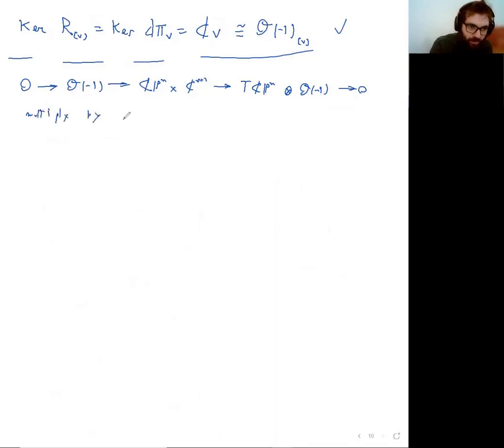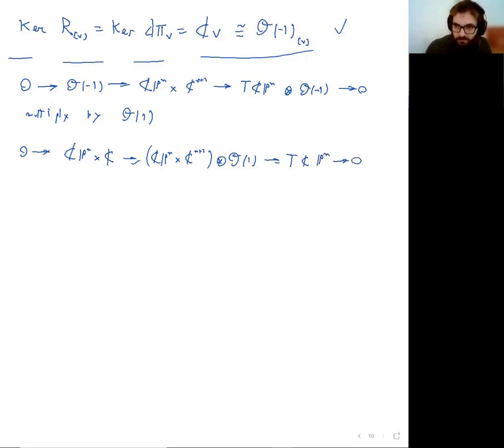Okay, first of all, multiply by O(1). And what do we get? The first term becomes the trivial bundle of rank 1. The second term is just this thing. And here, these two simplify, so this is simply TCP^n. Okay. Now dualize. And remember, when we dualize, things change direction.